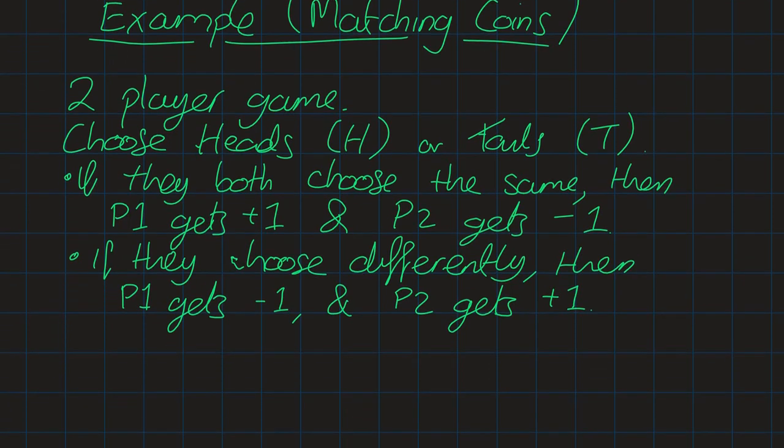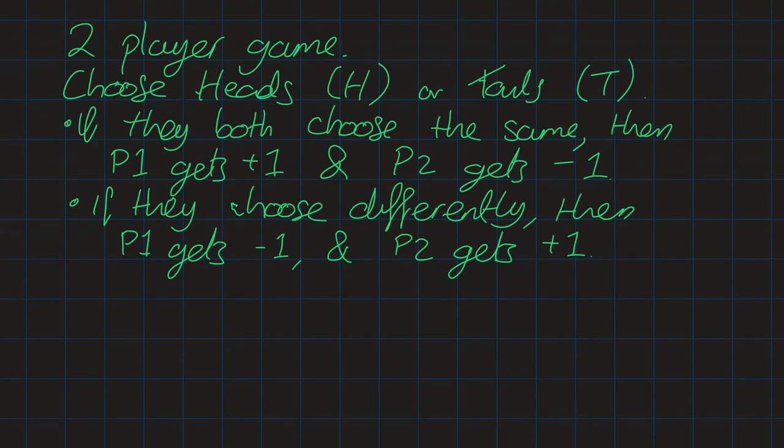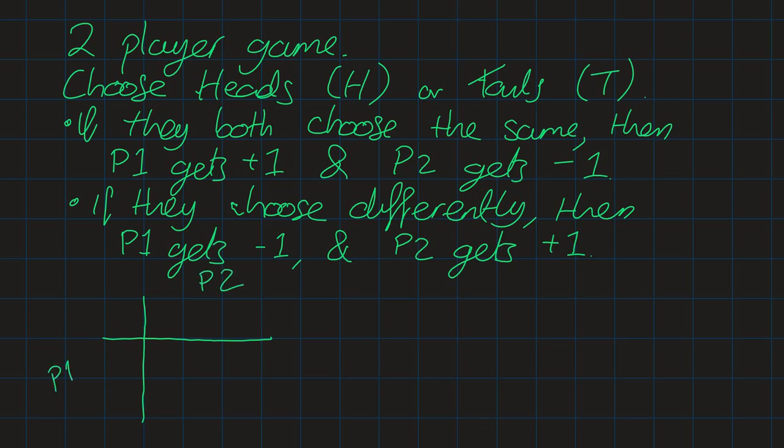And now I'm going to draw the payoff matrix for this game. So it's a 2x2 game. The possible strategies for player 1 are heads and tails. The strategies for player 2 are also heads and tails. If we look at this entry here, heads, heads, that means they both choose the same. So that means player 1 gets +1, and player 2 gets -1.